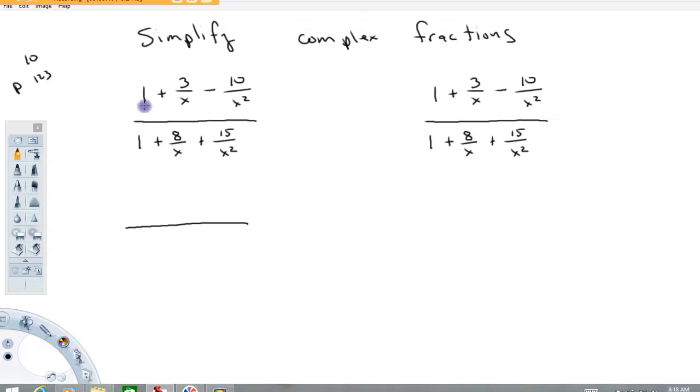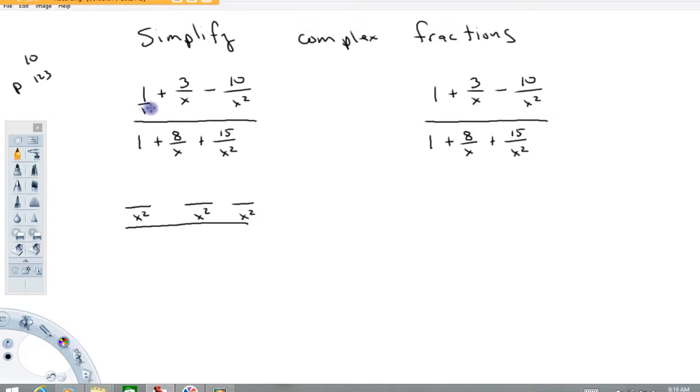Now as I look at the numerator, this 1, you remember we could think of it as 1 over 1. So the three denominators that we're dealing with are 1, x, and x squared. The smallest common denominator that we can get out of this is the x squared. So what I'm going to do is I'm going to rewrite each one of these terms with a denominator of x squared.